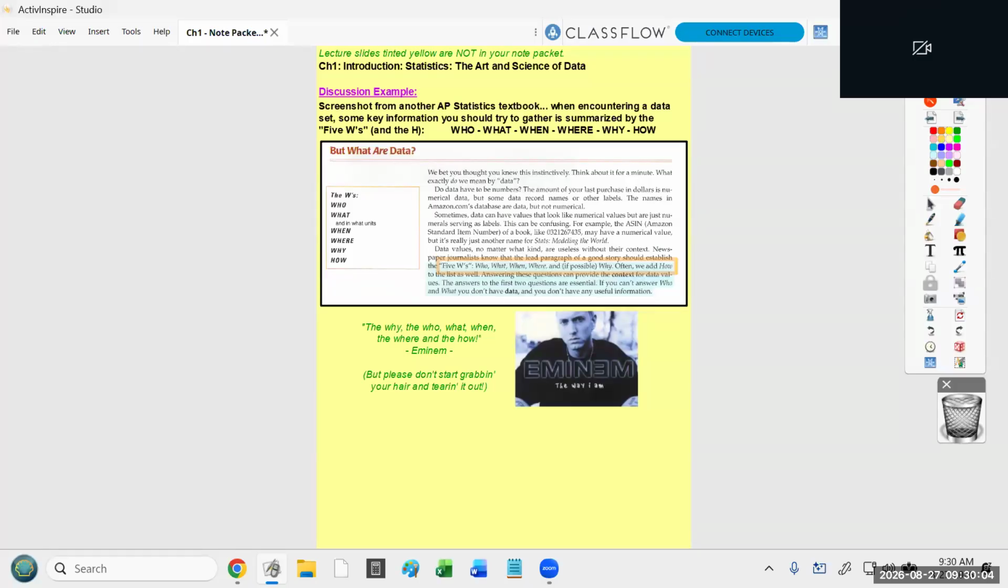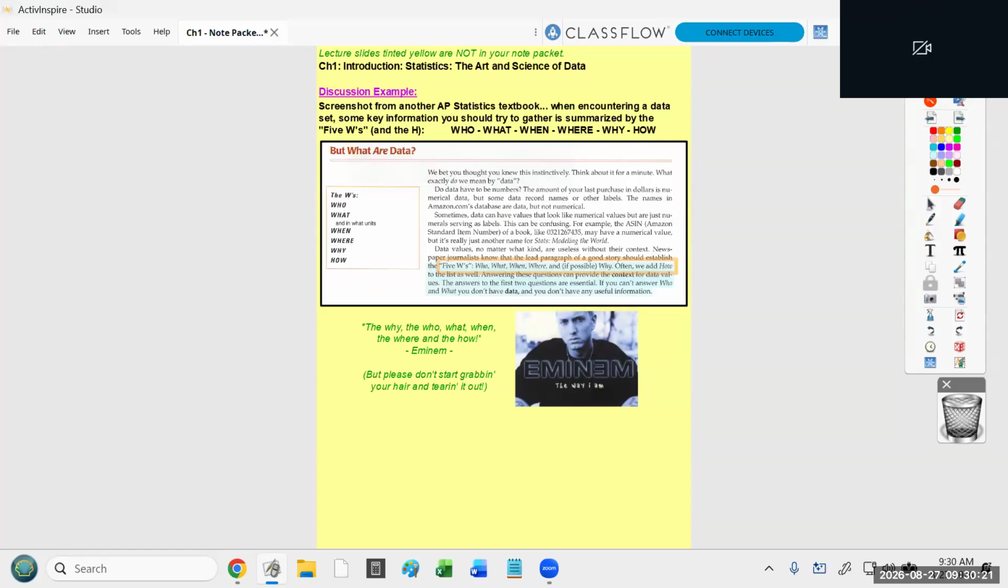How did you get it? Why did you collect it? What is this person that's talking to me trying to convince me of? Because that could bias the way they collected the data or the way they analyzed the data. There's sort of a thought process. Now, this textbook defined it as the 5 W's and the H: who, what, when, where, why, and how.